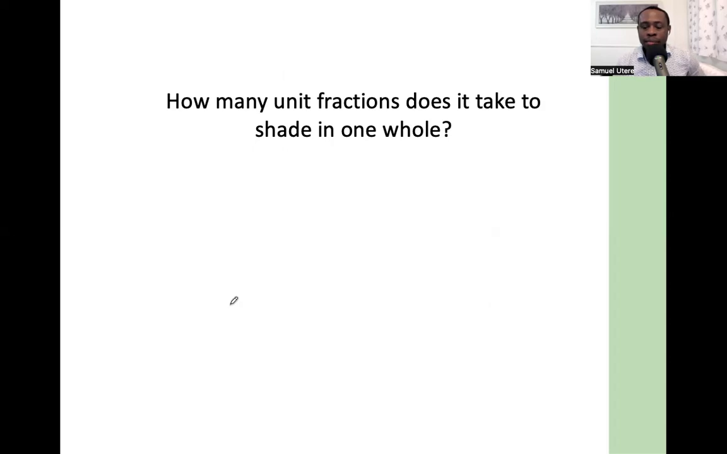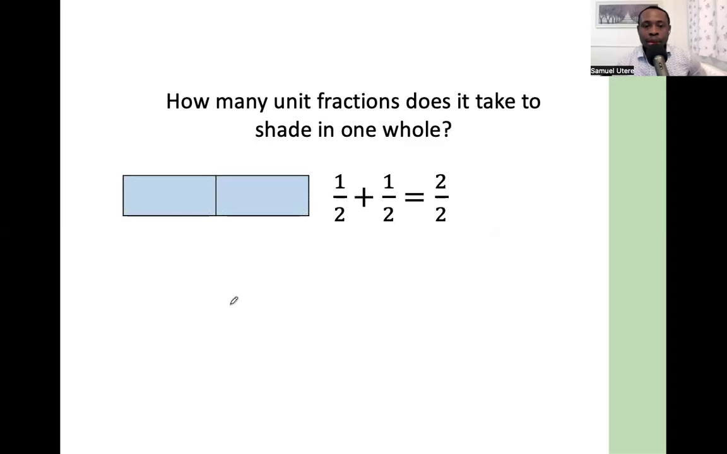What do you think? Well, let's explore this. If we have this bar model where we represent it as unit fractions, it is a half plus a half, which is two halves. We can see that we've used two unit fractions, which matches with the two parts that we have split the shape into to represent a whole.